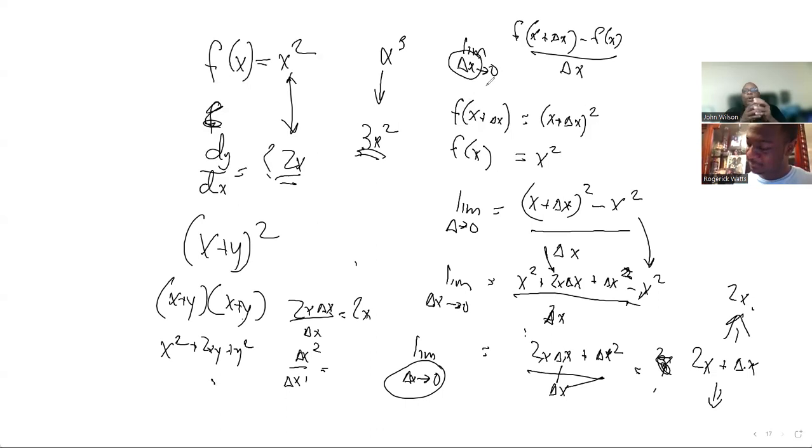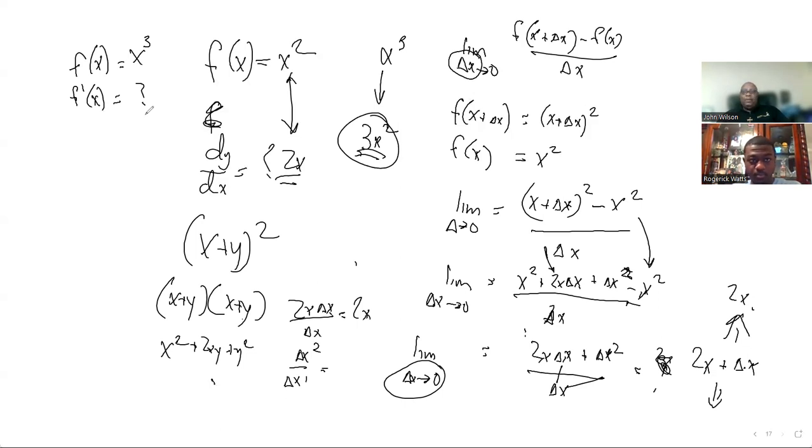So we're going to do a few more problems using this definition. Assume f of x is x to the third power. What is f prime of x? Can you prove that it's 3x squared? That's the homework assignment. If you use the definition of a derivative, you should get 3x squared. There's your challenge.